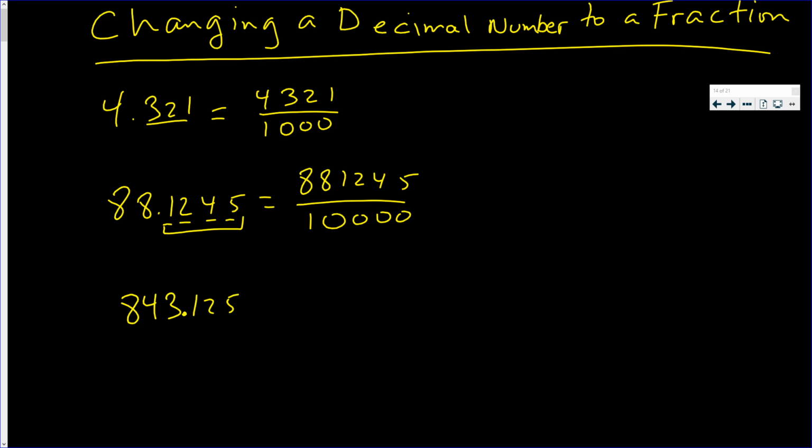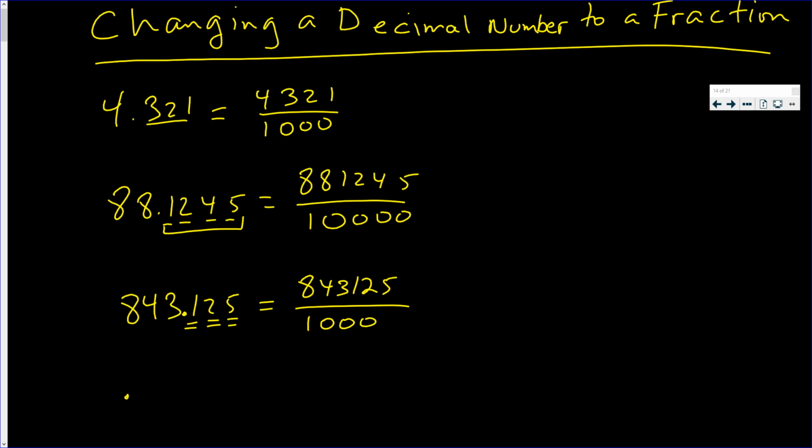If you have 843.125, write that number down in the numerator with no decimals. And in the bottom is 1 followed by however many digits there are after the decimal. We put 3 zeros because there are 3 digits to the right of the decimal.